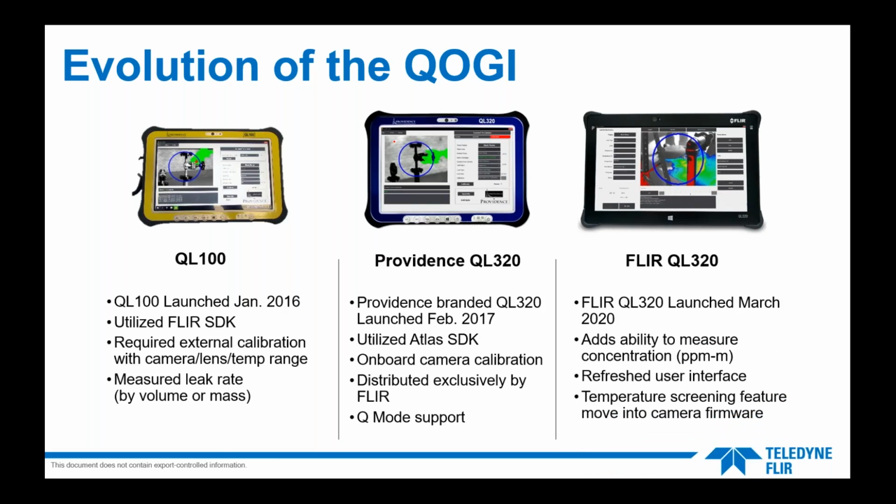The current generation where we are today, the FLIR QL320, launched in March 2020. We added the ability to measure concentration in parts per million per meter, and we refreshed the user interface as well, so it becomes much more user friendly. So the GUI, the graphical user interface, was adapted, and we also introduced some temperature screening features into the system as well to help the user determine whether the leak that they're visualizing is something that can be quantified or not. So fundamentally simplifying the whole process down.